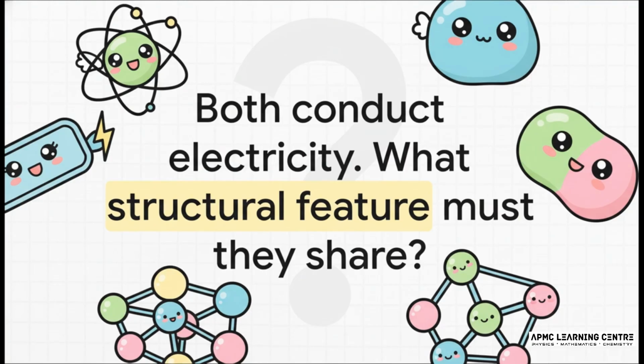And for the final question, if both pure metals and alloys are good at conducting electricity, what one crucial feature must they both share inside? Yep, it's that sea of mobile electrons, the absolute key to metallic bonding.